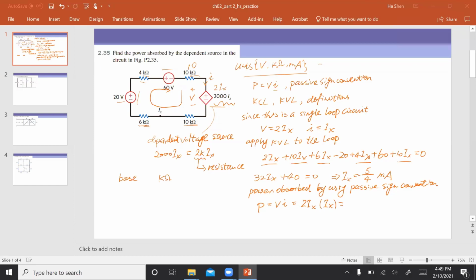So that'll become 2Ix squared, right? 2 times Ix squared. Ix is negative 5/4, squared. So that will give us 25/8.